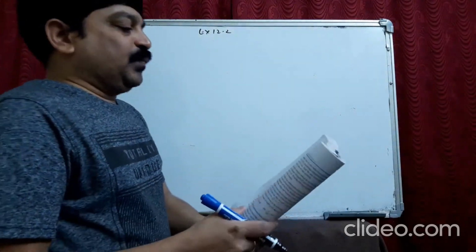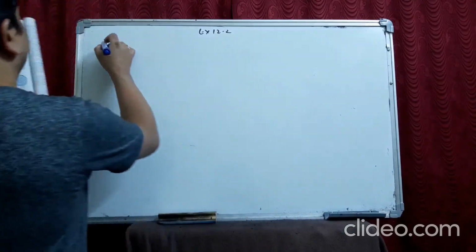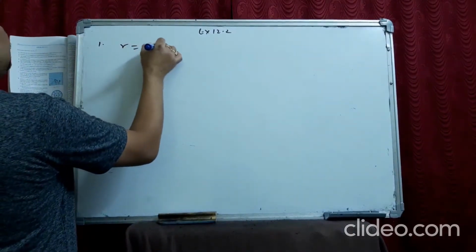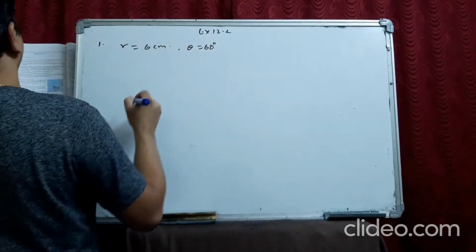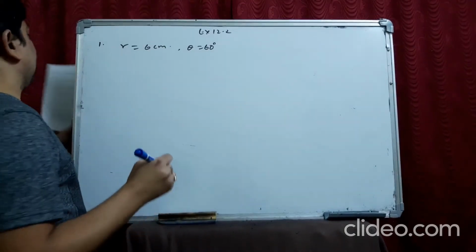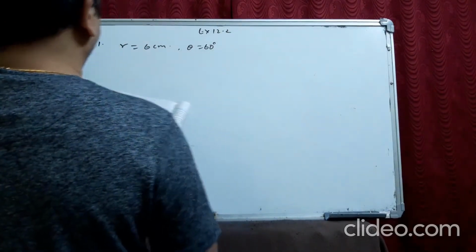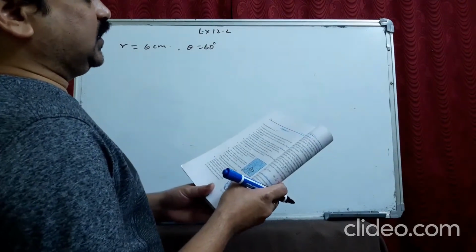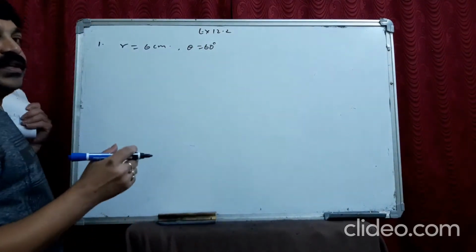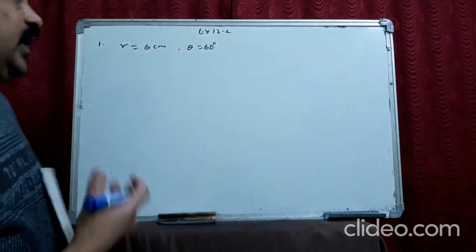First question. Find the area of a sector of a circle with radius 6 centimeters and angle of sector theta is 60 degrees. You are asked to find out the area of a sector. In all the problems you are asked to take pi as 22 by 7 unless stated otherwise. In some problems they will give, like, take pi as 3.14. If they don't give, we can take 22 by 7.